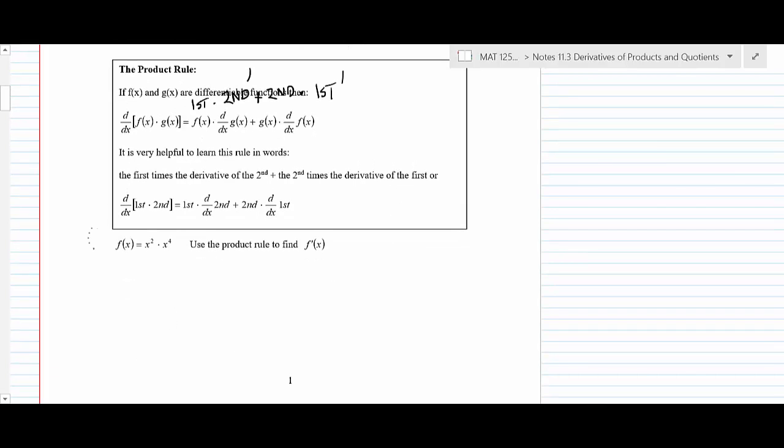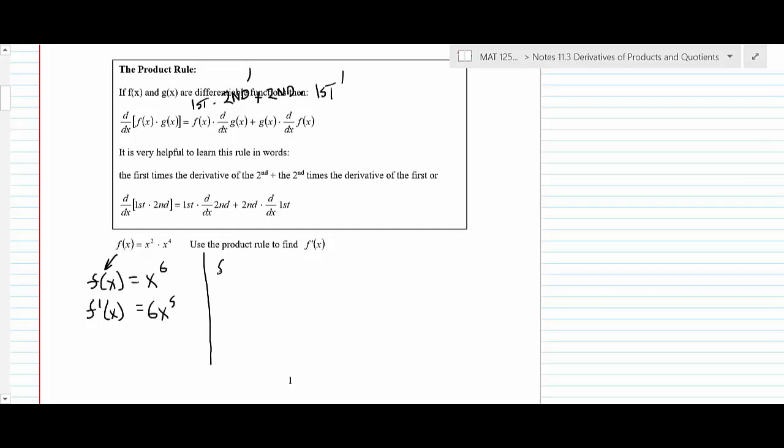Now this one, the best way to do this problem is like this. Just go ahead and put that together to get x to the 6th. Then the derivative, you know, would be 6x to the 5th. If you were asked to do the derivative, that's the way I would expect you to do it. That's the easy way. So I'm going to show you how you could do this with the product rule.